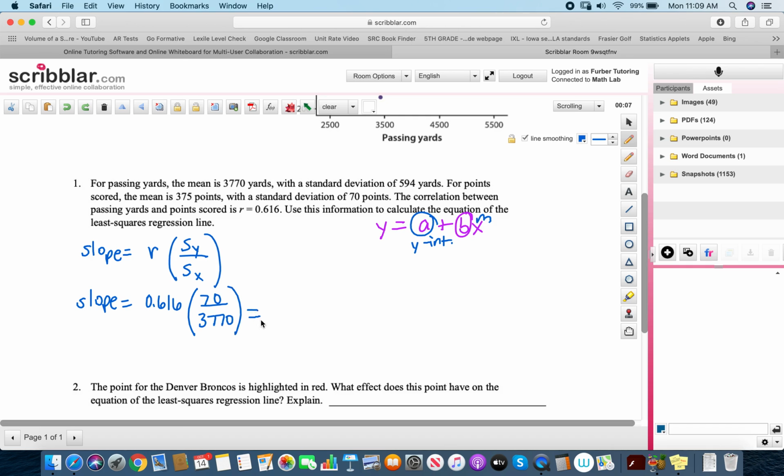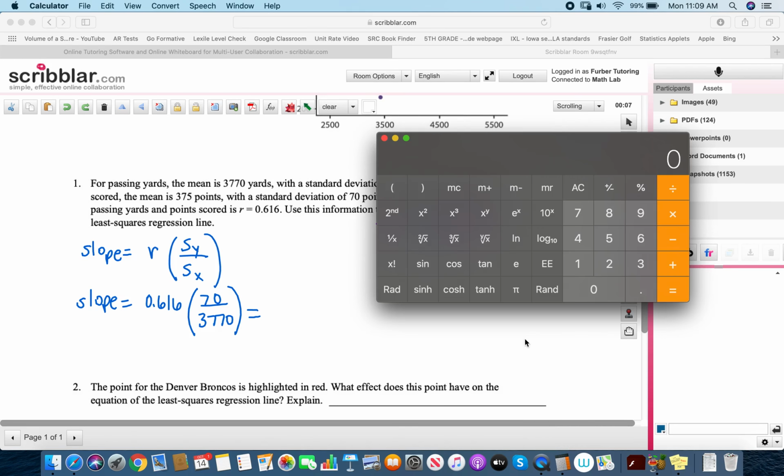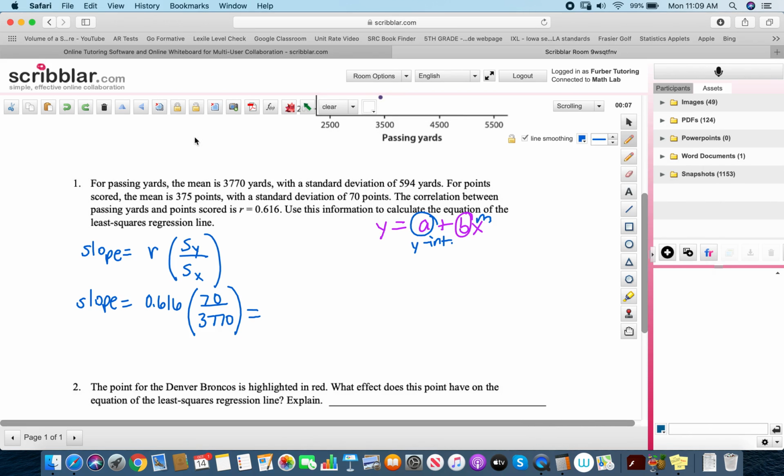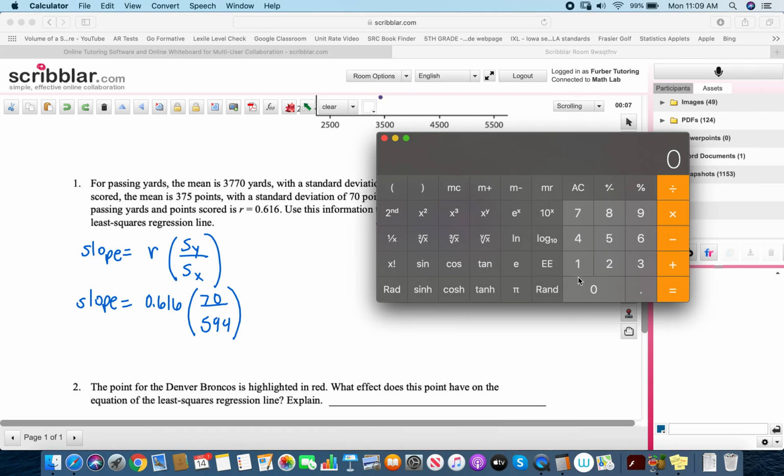And so I'm going to do that on a calculator. And the first thing I'm going to do, whoops, I used the wrong value. Hold on. The standard deviation is 594. Sorry about that. Okay, so now I'm going to use my calculator. I'm first going to do 70 divided by 594. Then I'm going to multiply it by 0.616. So that's going to give me about 0.0726.